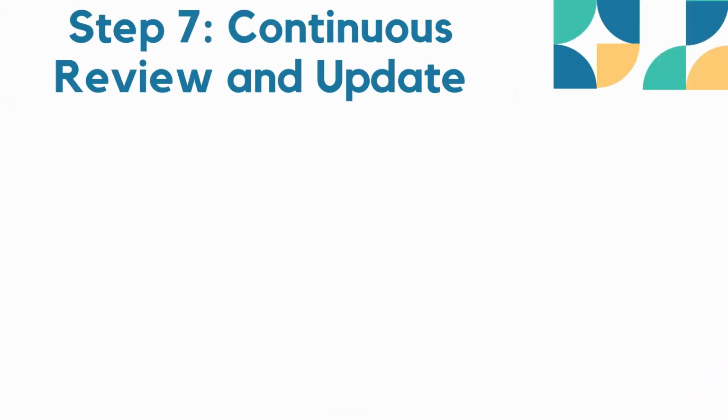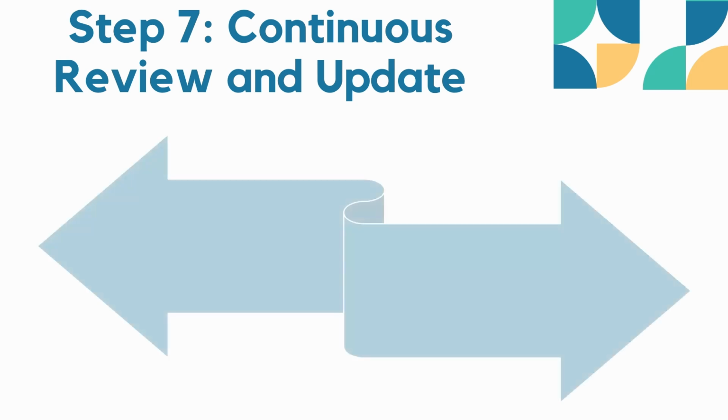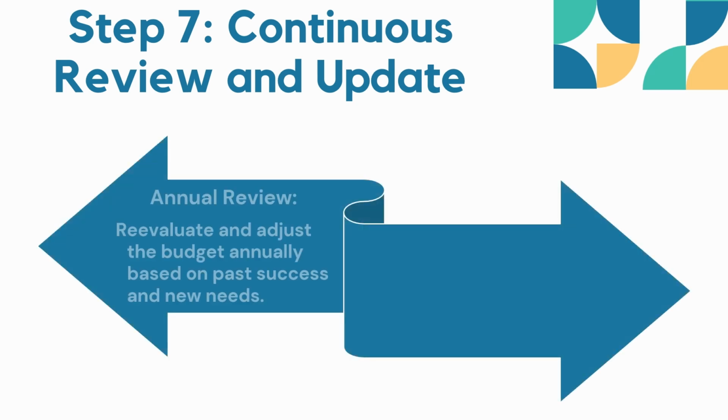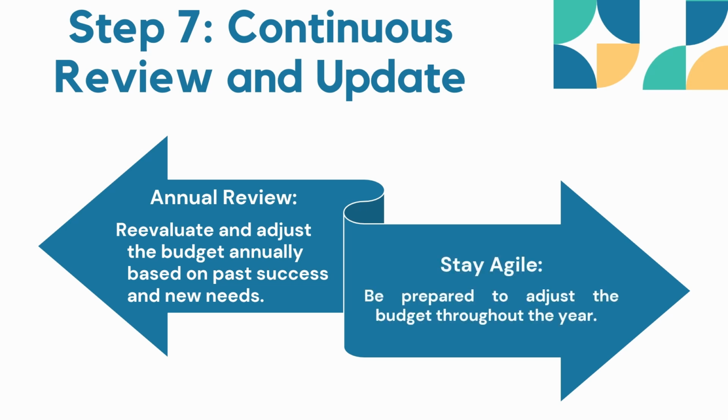The process of managing a training budget doesn't stop once it's created. Continuous review and update of the budget are necessary to ensure its ongoing relevance. Conduct an annual review of the budget to evaluate the success of past training programs and identify any new organizational needs. Stay agile and be prepared to adjust the budget throughout the year as business goals shift or new needs arise. This continuous review process helps keep your training programs aligned with your organization's evolving objectives.